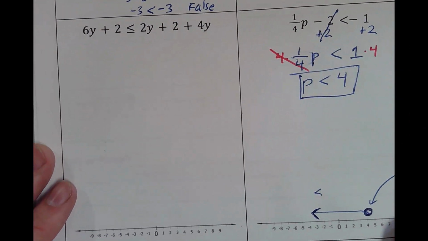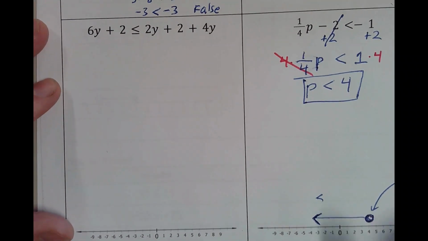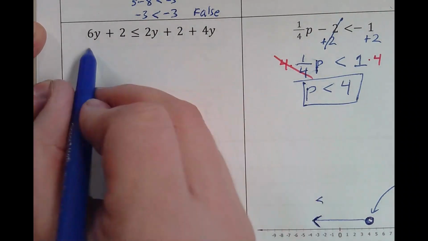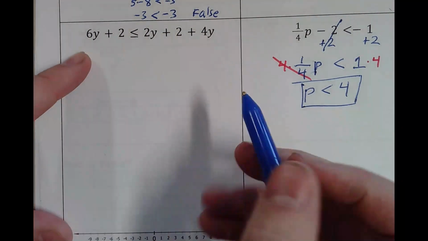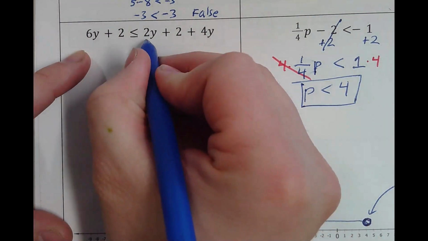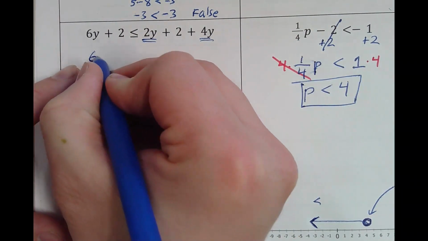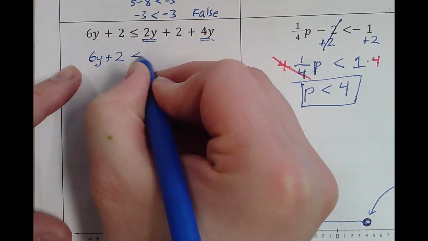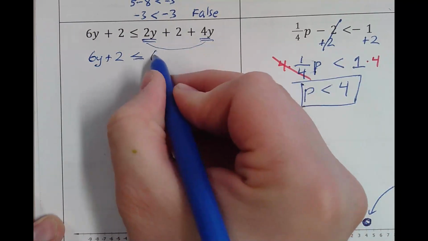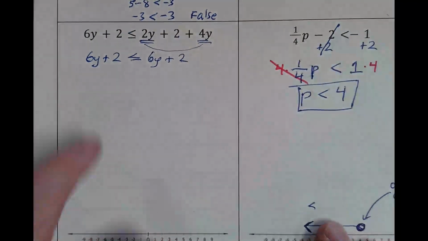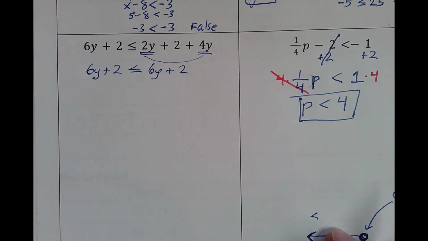Okay, let's go ahead and check our last problem here for the first side of this page. It's this one. This is a very interesting one. Did you notice anything interesting about this problem right here? Yeah, you might have noticed something interesting here. So we're going to add the like terms and see what we get. 6y plus 2 is less than or equal to 6y plus 2. Oh my goodness. The left side and the right side are the same. So what does that mean?